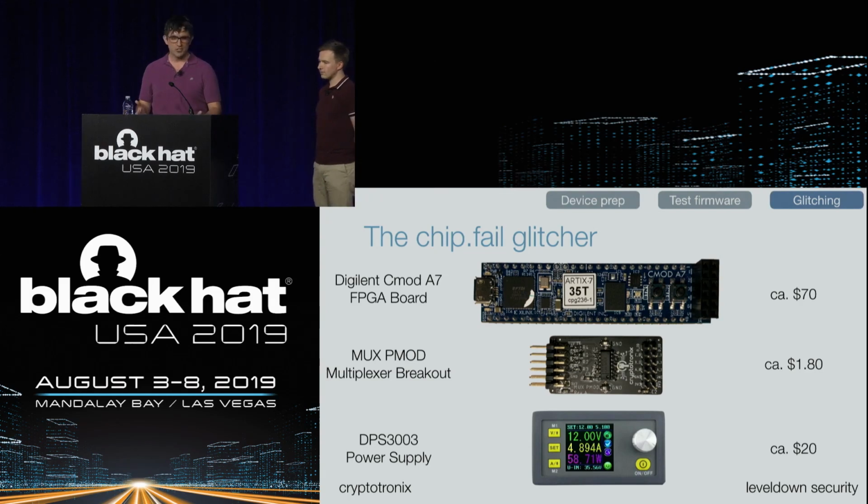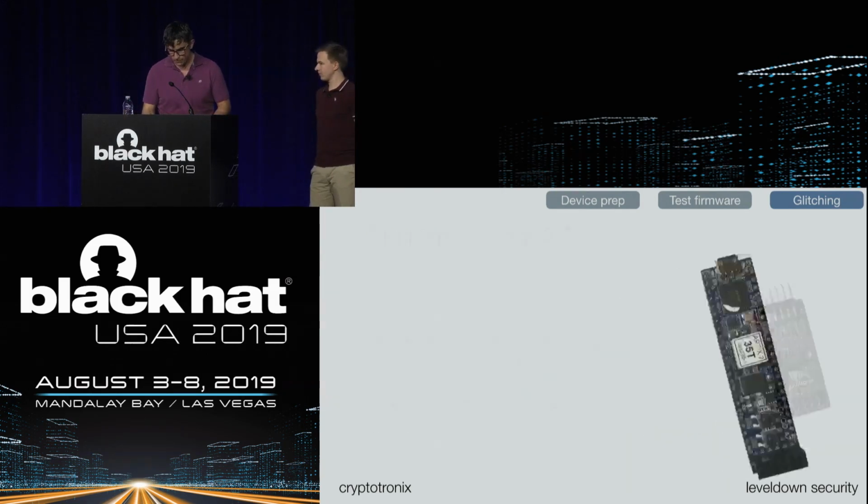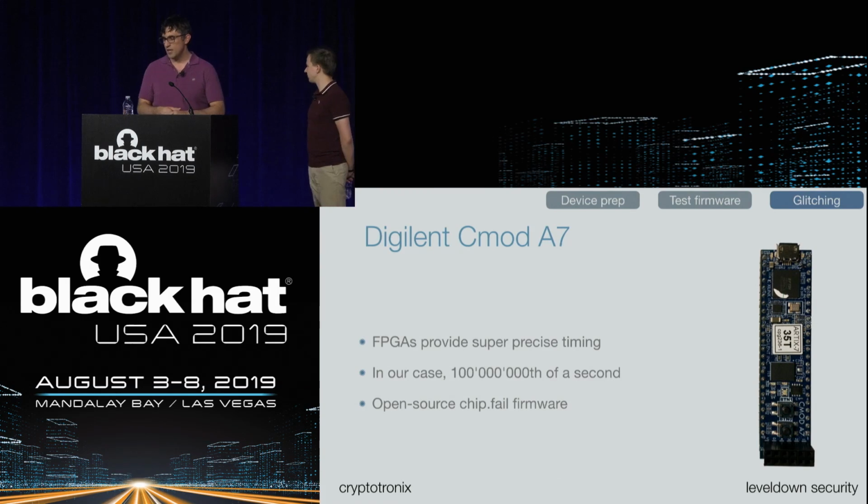So that multiplexer costs about $1.80 in single quantity, and that goes on the PMOD connector there. And then we need that DPS 3003 power supply, which is about 20 bucks. And that's going to help feed in the voltages that we want. The nice thing about using an FPGA is we get super precise timing, so we can control individual clock cycles, with clock cycle precision running at 100 megahertz.